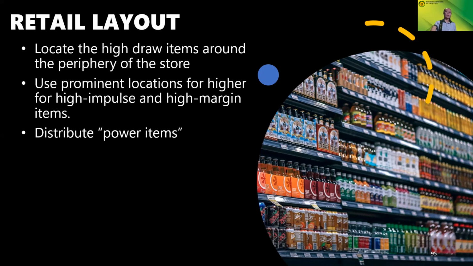Next, distribute power items or items that may dominate a purchasing trip to both sides of an aisle and disperse them to increase the viewing of other items.